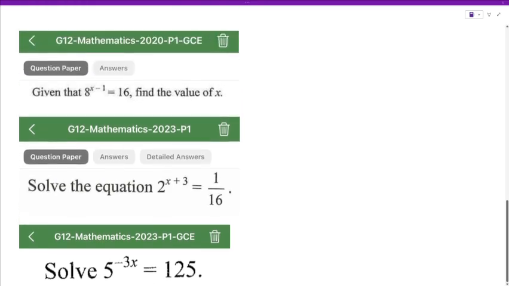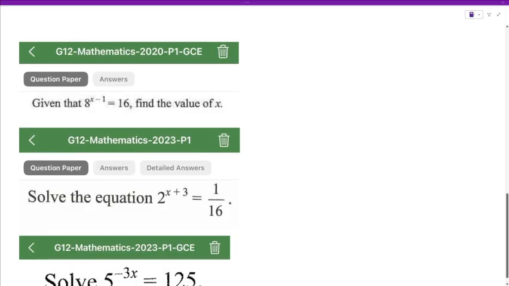So now, what are exponential equations? These are basically types of indices, equations involving indices. You've noticed here these are powers. You have these strange powers here, x minus 1, this strange power here, x plus 3, and then this one here, 5 to the power negative 3x. These are called exponential equations.